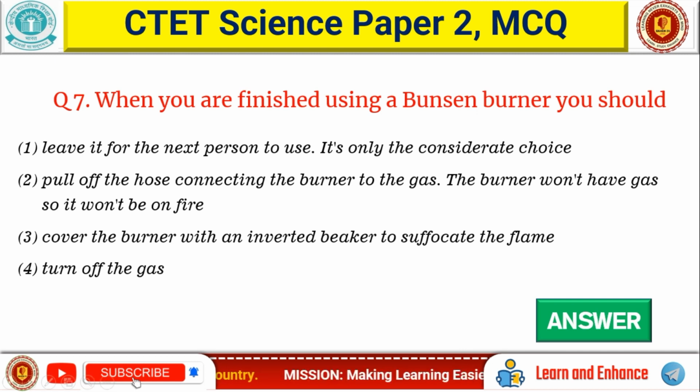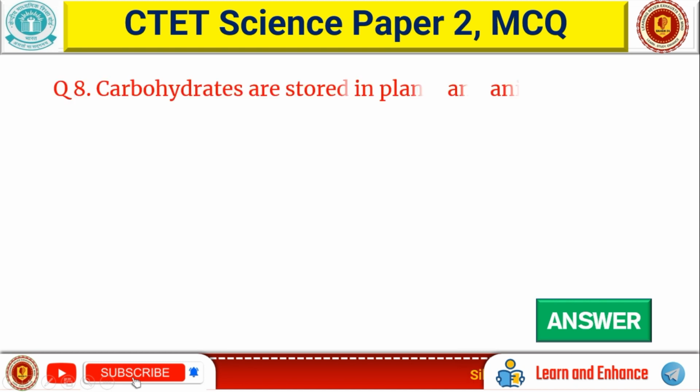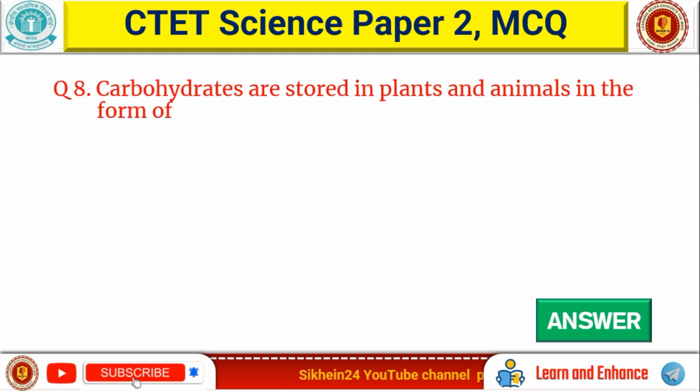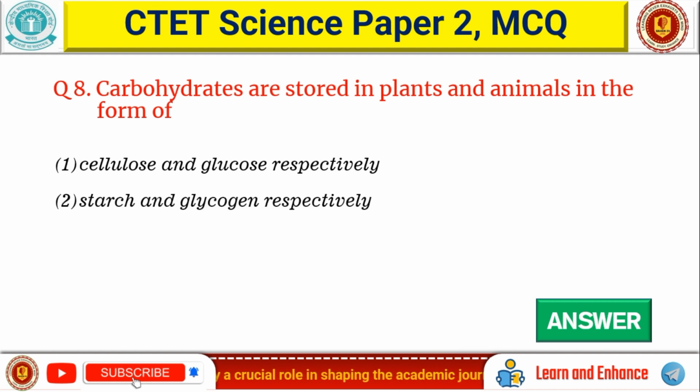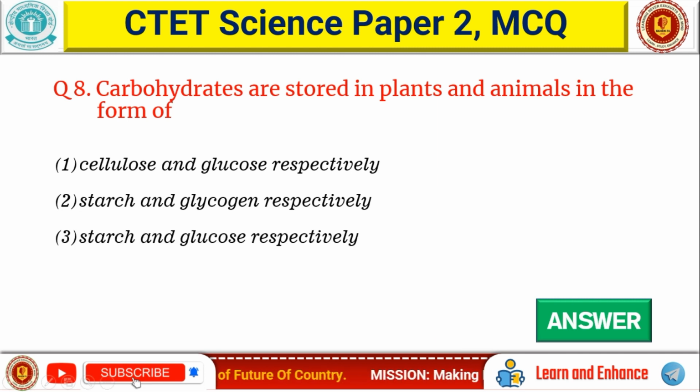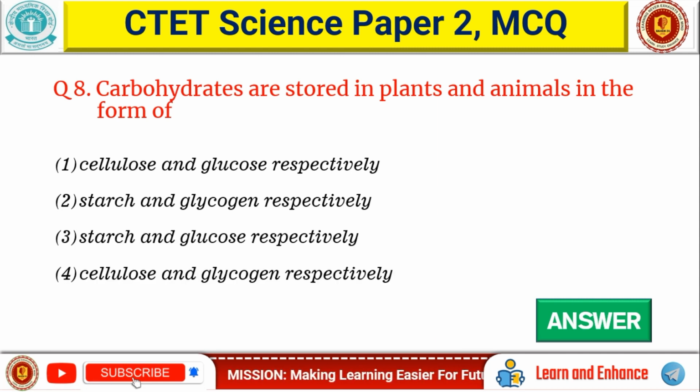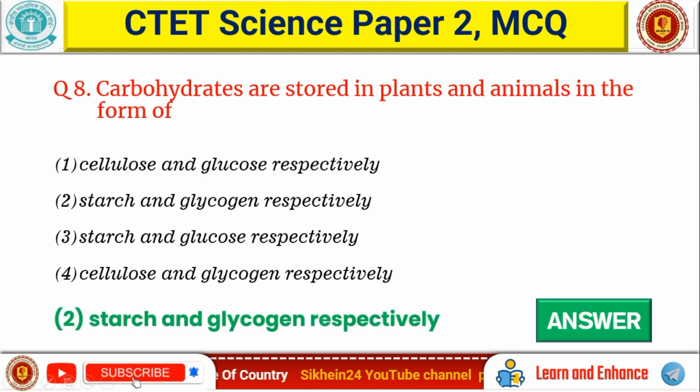The above are not useful and not properly resonate with the question number 7. Next question on your screen. First of all, you see the answer. Yes, fourth, turn off the gas. The 8th question, carbohydrates are stored in plants and animals in the form of first cellulose and glucose respectively, 2 starch and glycogen respectively, third starch and glucose respectively, 4th cellulose and glycogen respectively. I think that 2 is the appropriate answer. Starch and glycogen respectively is the appropriate answer of this question.